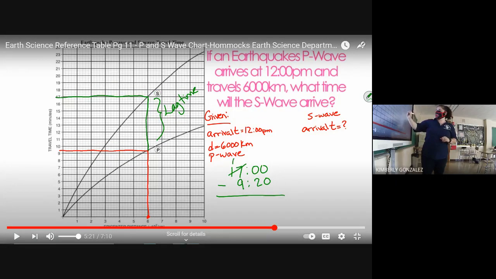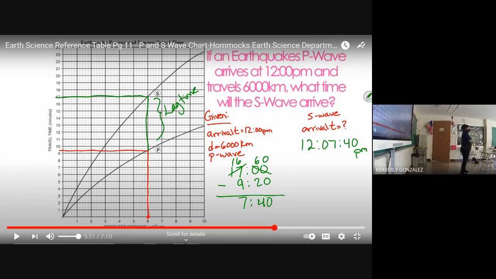So we're going to make that 16. And then this is going to be 60, right? So it's going to be 40. And what's 16 minus 9? 7. So it's going to be 7 minutes and 40 seconds more after the P wave arrives. So your arrival time should be 12 hours, 7 minutes, and 40 seconds PM.